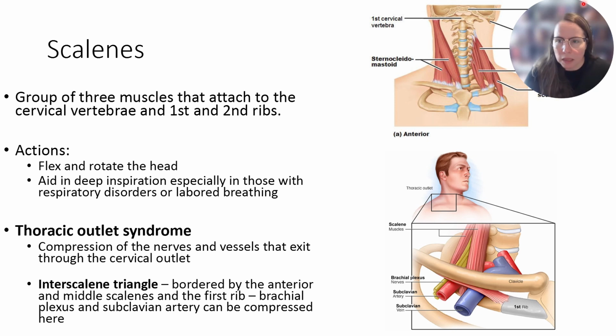Now the scalenes are going to connect to your cervical vertebrae and attach to the first 2 ribs of the rib cage. Their job is to move your neck, okay, but also when you're taking deep breaths or you're having difficulty breathing, these guys will get activated. They're going to help pull those first 2 ribs up as high as they can to try to get even more volume in your chest cavity.